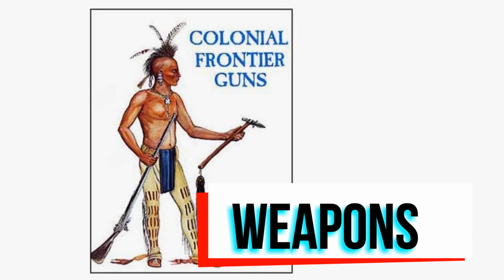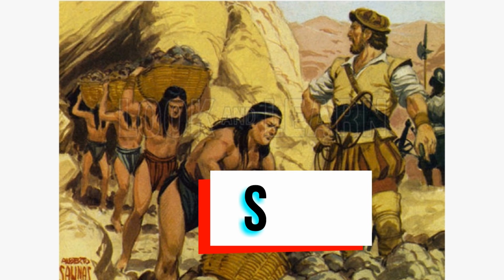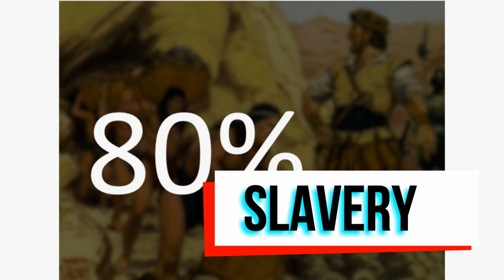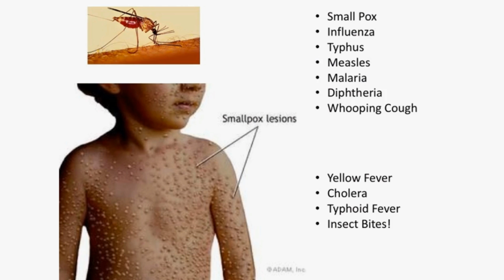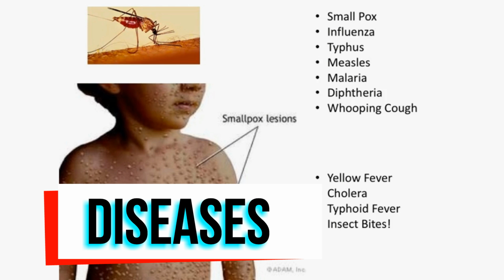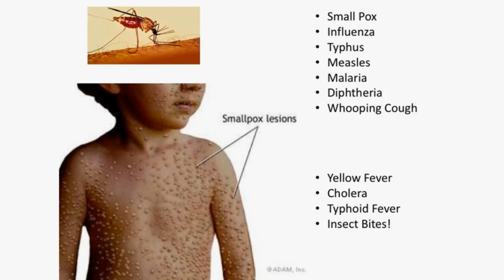The idea of technology, of weapons, also was there, and so was the idea of slavery, where over 80% of the South American Indians died under harsh conditions. And finally, the third exchange was the exchange of terrible diseases from both sides of the Atlantic.